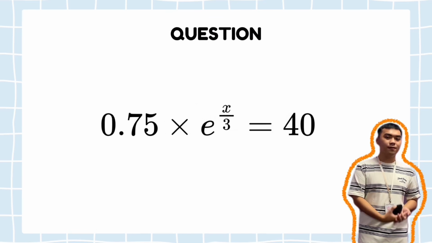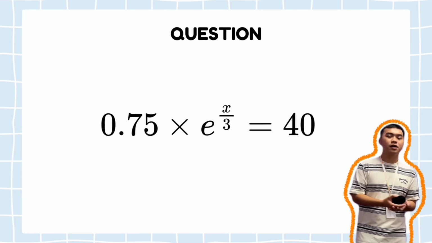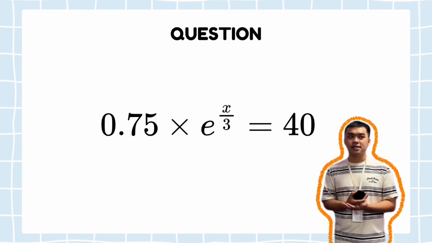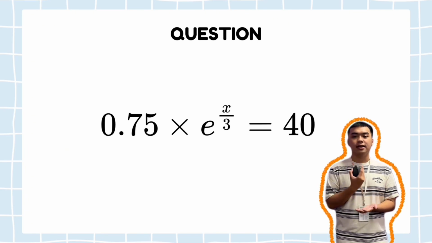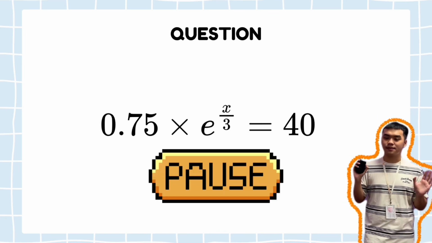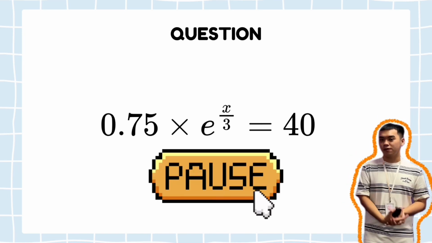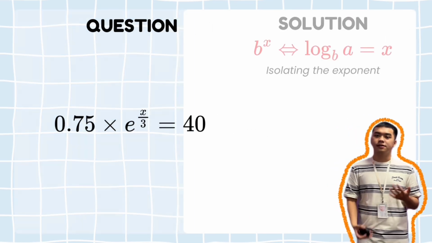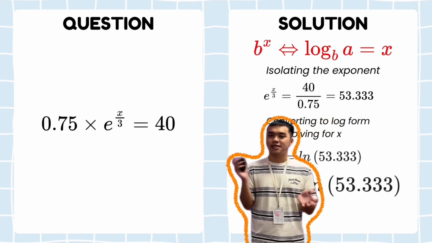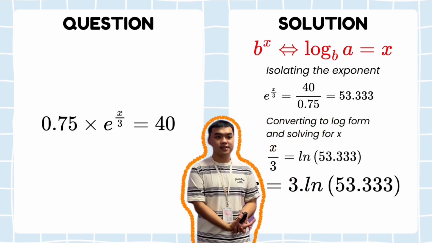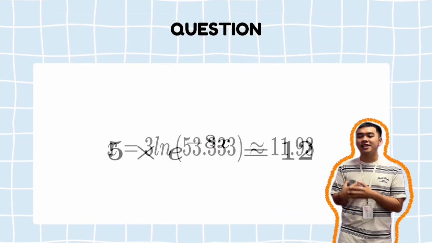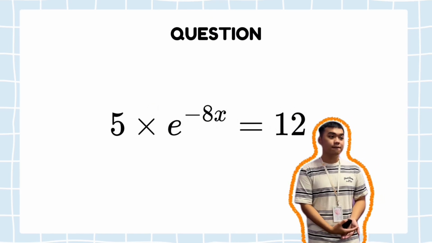So let's move on to the second exercise. It is similar to the first one. We also have 3 steps: the first is isolating the exponent, the second is convert to log form, and the last is solve for x. Okay, you can pause the video right here to solve it by yourself. Okay, so the answer to this exercise is this one. Are you correct? Okay, so now move on to the final one.